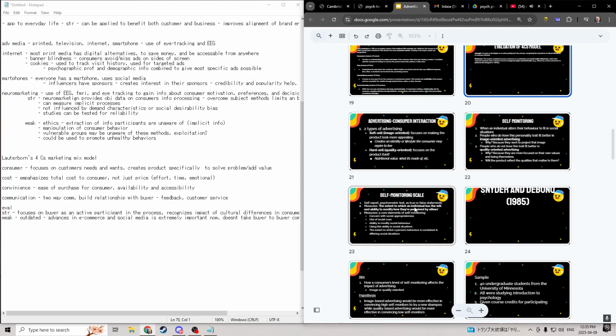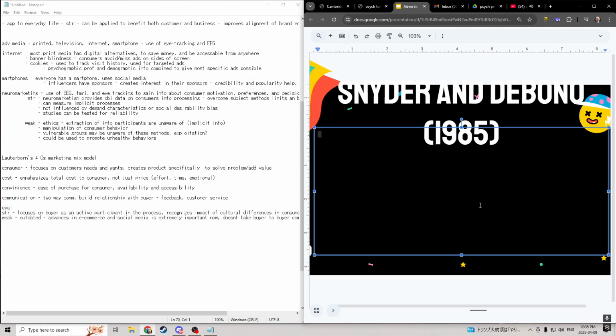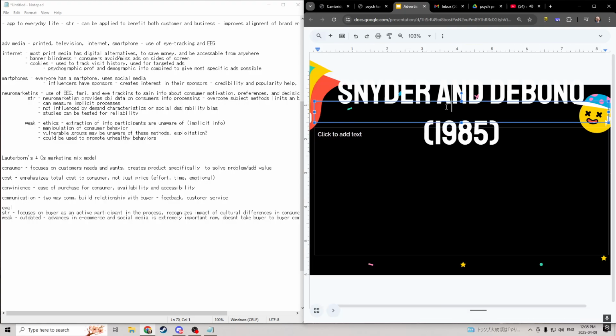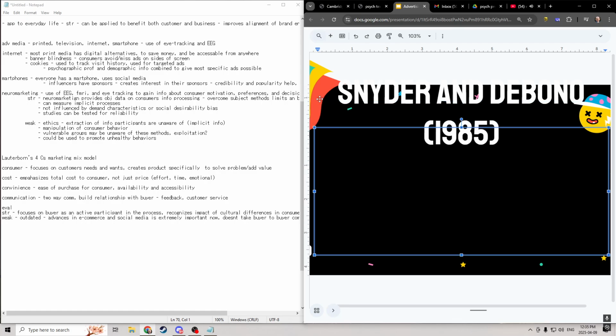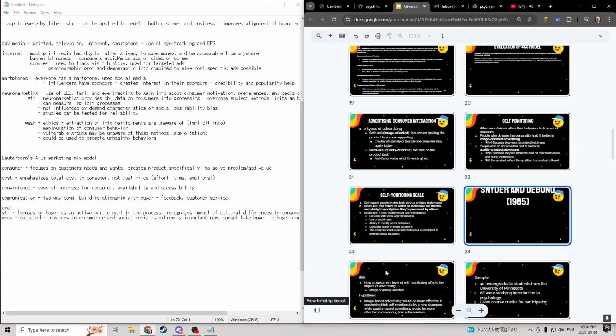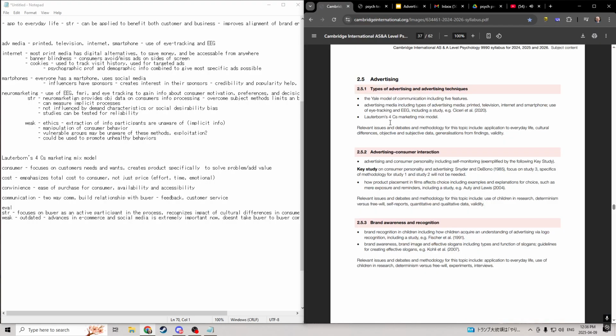Self-monitoring scale. Oh, that might be the worst slide I've ever seen. Congrats. Okay. Is this self-monitoring scale part of this part? It is not. Okay. Oh god, I'm tired.